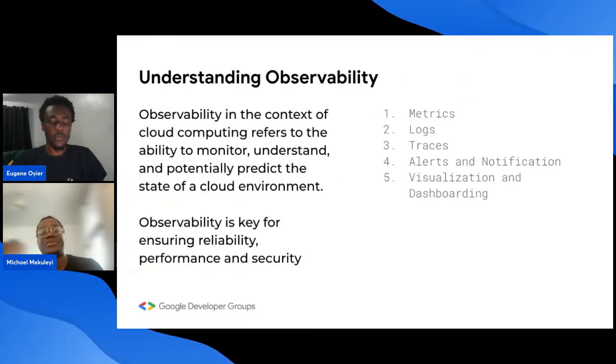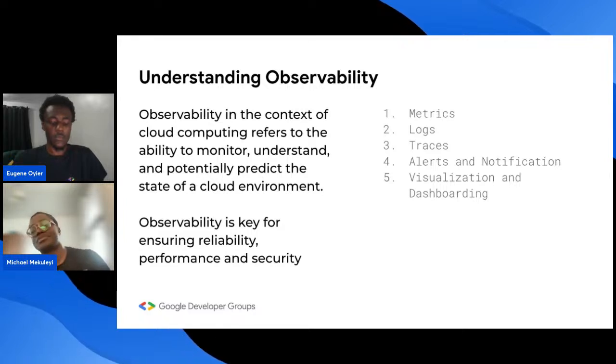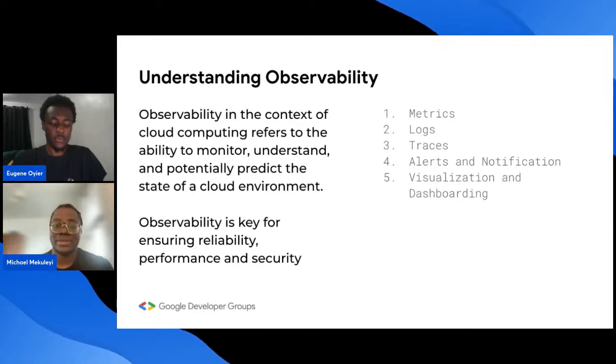First of all, you have to understand observability. In the context of cloud computing, it refers to the ability to monitor, understand, and predict the state of a cloud environment. And it is key for ensuring reliability, performance, and security. So what are we monitoring? We are monitoring metrics, logs, traces, alerts and notifications, and visualization and dashboarding.